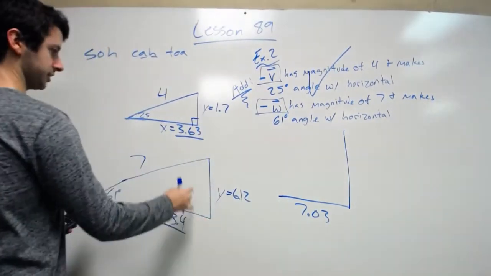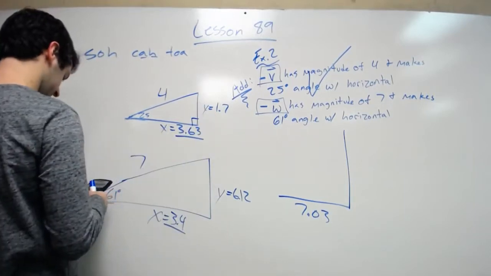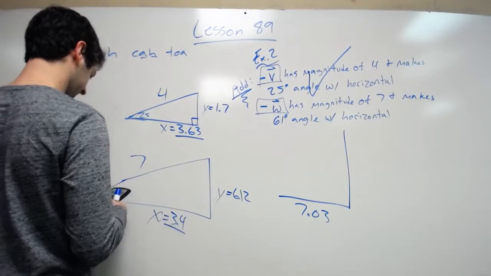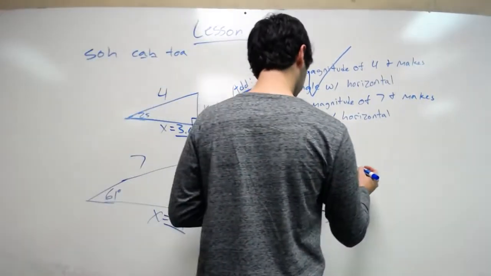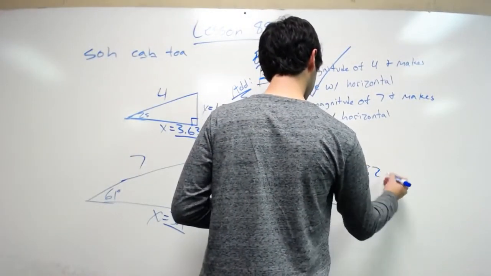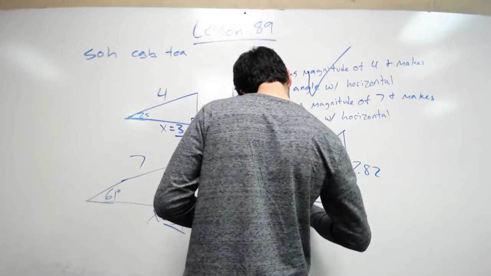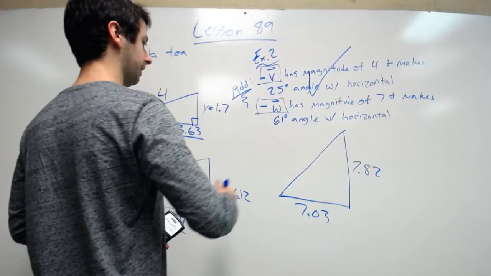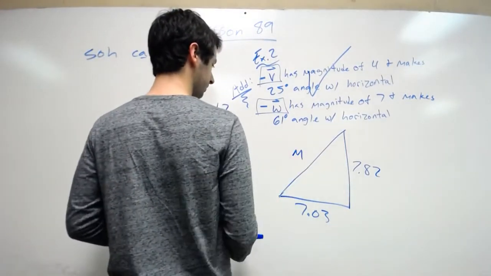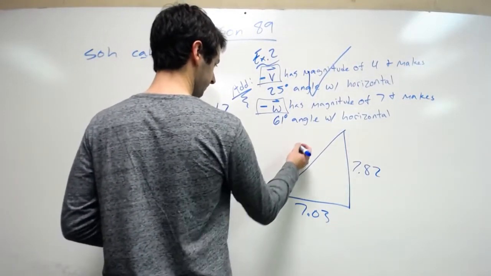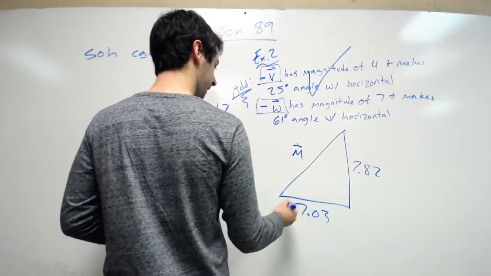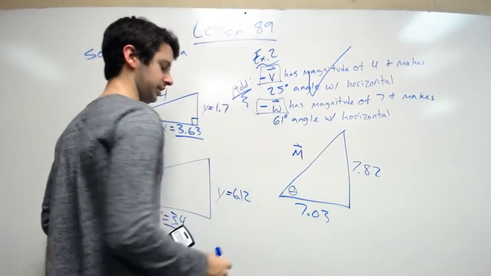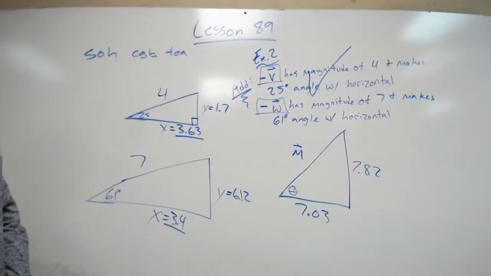Now I want to figure out my vertical. My vertical is going to be the sum of 1.7 and 6.12, and that will be 7.82. Now I can connect my triangle here, and I need to find my overall magnitude, what that vector would be, and I need to find my angle that connects with the horizontal and hypotenuse.